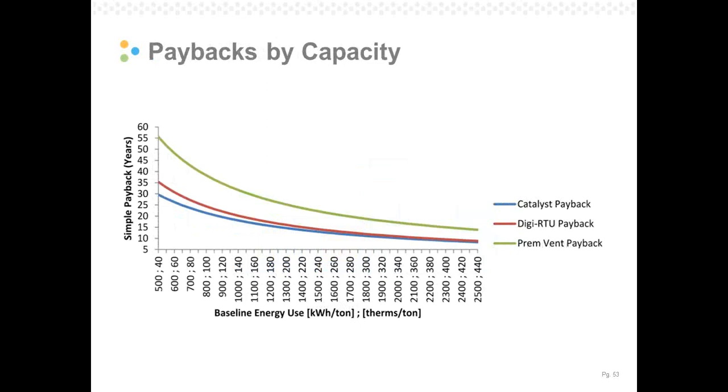We also graphed this as a function of the baseline energy use, and as you would anticipate, the more energy you use, the better off you'll be as far as paybacks for these particular products. And to show you where we fell, this shaded area is where the measured data really fell in our data set.